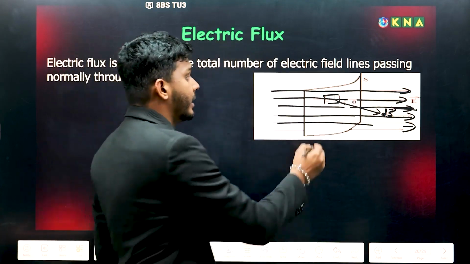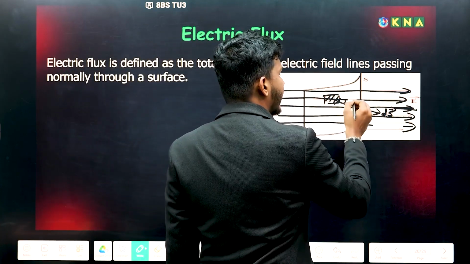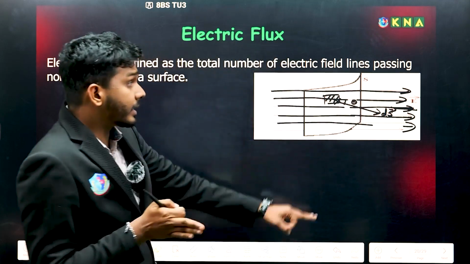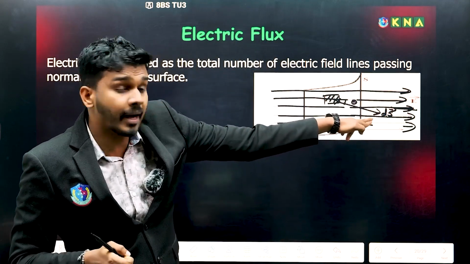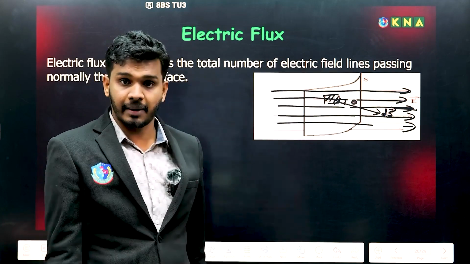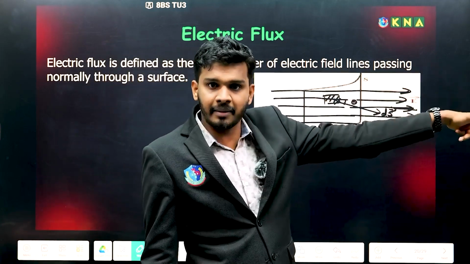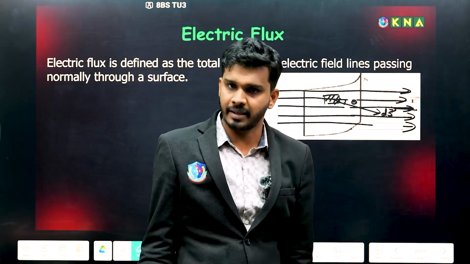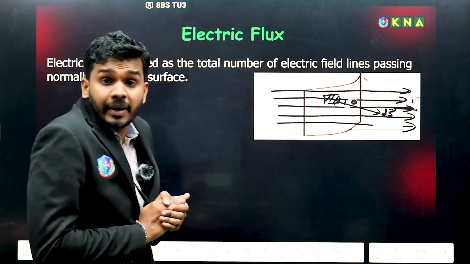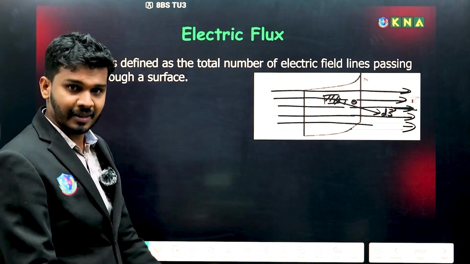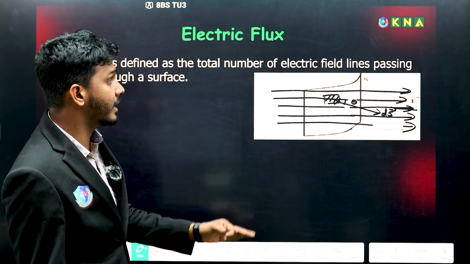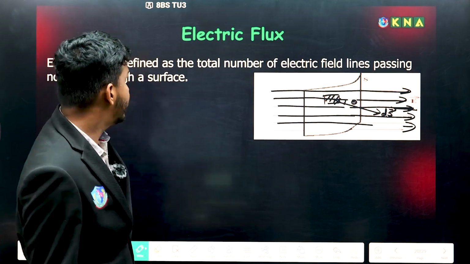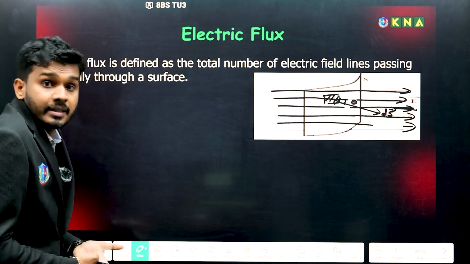Its area of cross section is ds, at an angle theta. That means electric field and area vector make an angle theta. Electric field is in this direction, area vector in that direction, but electric field and area vector make an angle theta here. Then what is electric flux?